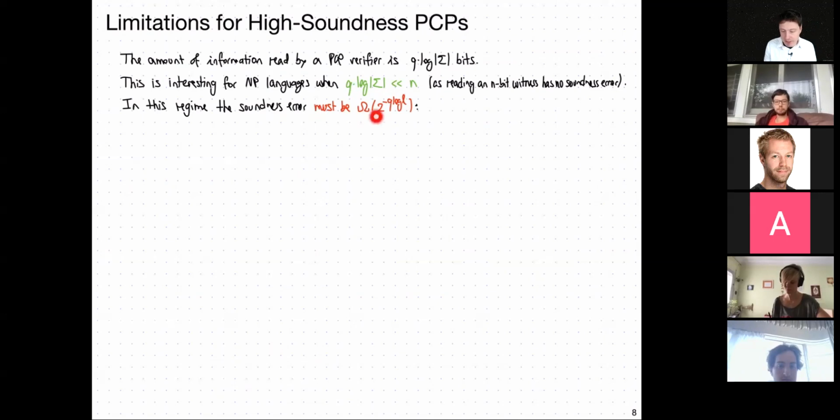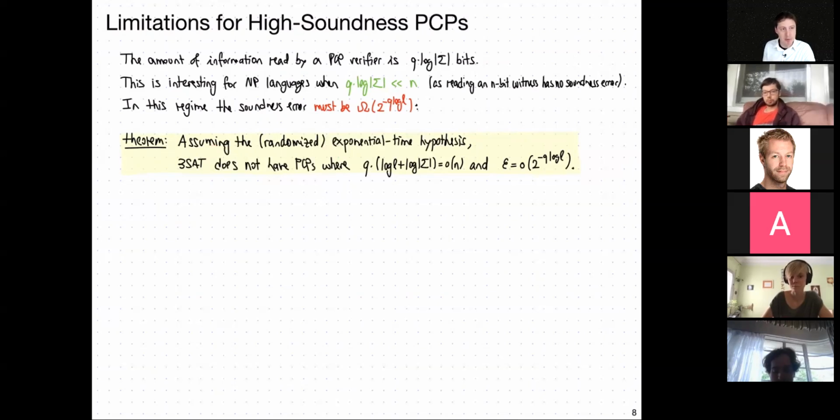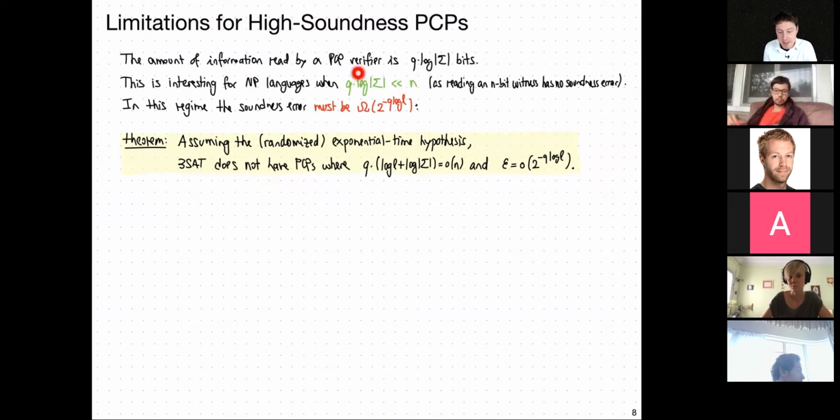In this regime, the soundness error we're going to prove must be 2 to the minus Q log sigma, all right? Why? Because we're going to prove this theorem. It's a pretty nice theorem. So assume the randomized exponential time hypothesis, namely that 3-SAT is not decidable by probabilistic polynomial time algorithms that run in time 2 to the little o of n. If that is the case, then we can prove that 3SAT does not have PCPs where the amount of information that you read is non-trivial. So this is a necessary condition.